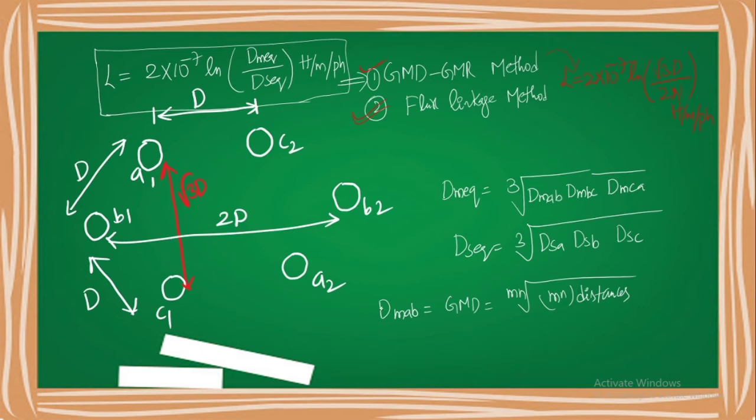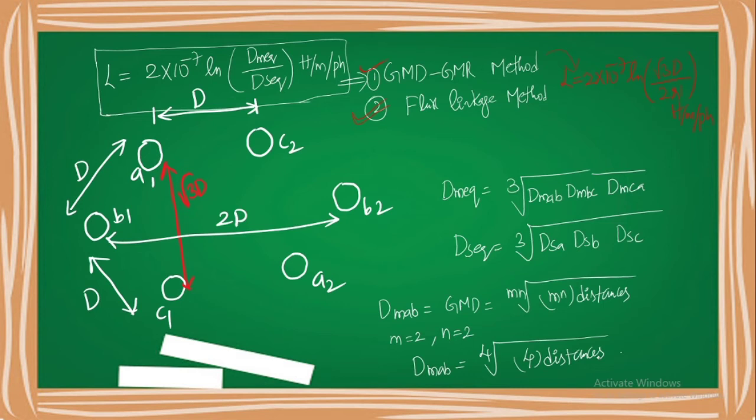Now, what is the m value? As we are finding the GMD between A and B, A phase has how many conductors? 2 conductors. So m is equal to 2. And B phase has how many conductors? 2 conductors. So n is also equal to 2. So 2 into 2, 4. So Dm AB is nothing but the 4th root of 4 distances. This is the geometric mean distance between A and B.